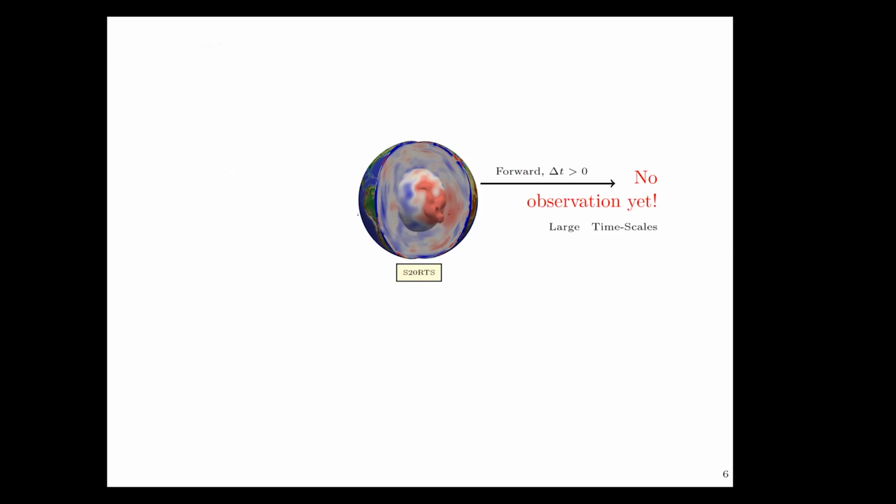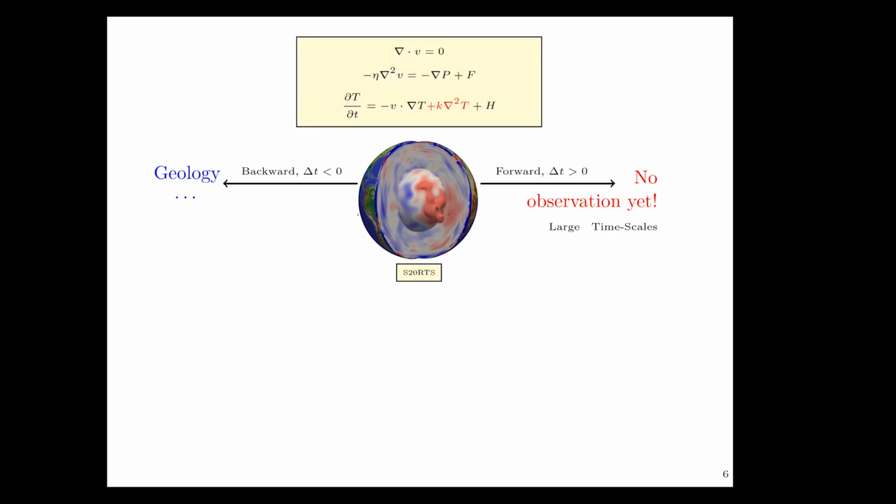Now, the problem is the time scales are really long. We're not going to have any observations about future system states. What we can do is go back in time. There we have geology and all the observations regarding dynamic topography. Now, the problem is going back in time with negative time steps because of the diffusive processes. These processes are unstable. So just going back in time with negative time steps is not an option.